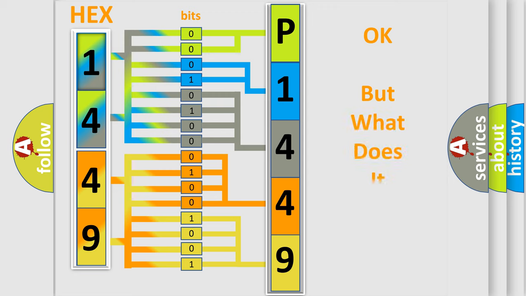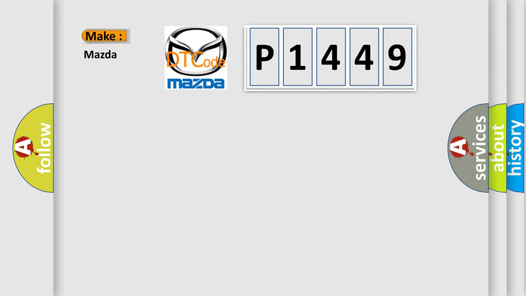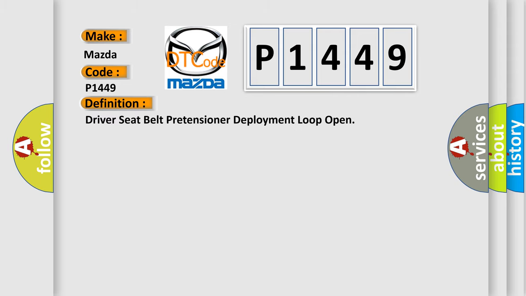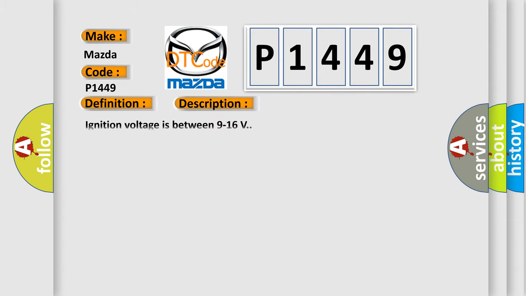The number itself does not make sense to us if we cannot assign information about what it actually expresses. So, what does the Diagnostic Trouble Code P1449 interpret specifically for Mazda car manufacturers? The basic definition is driver seat belt pretensioner deployment loop open. And now this is a short description of this DTC code.